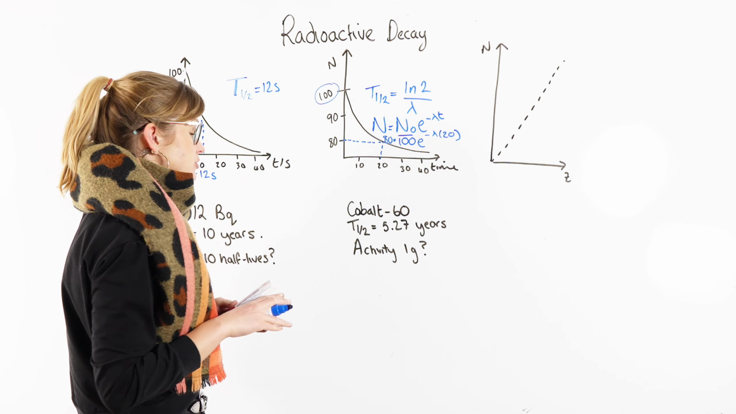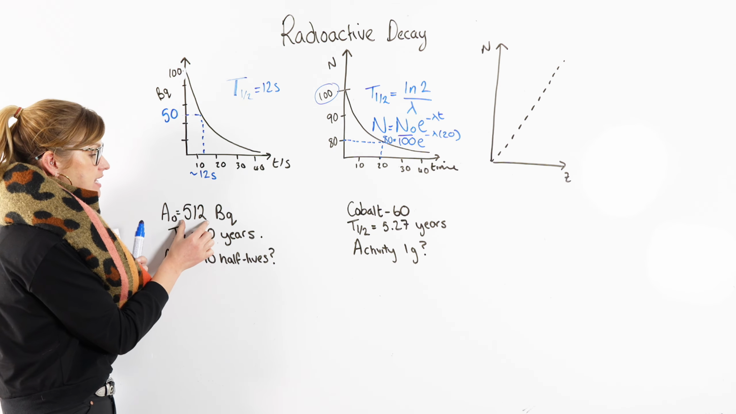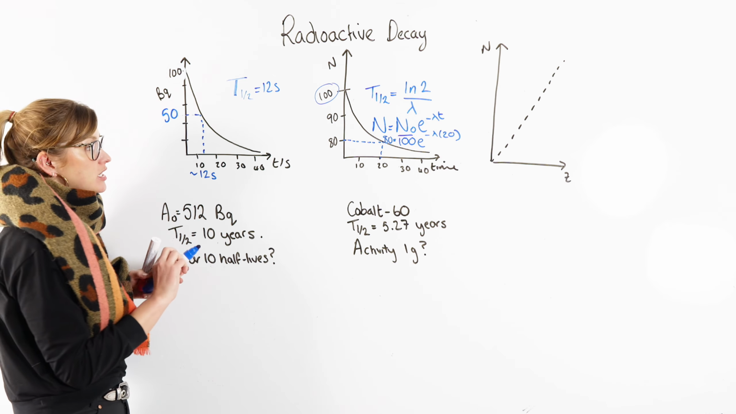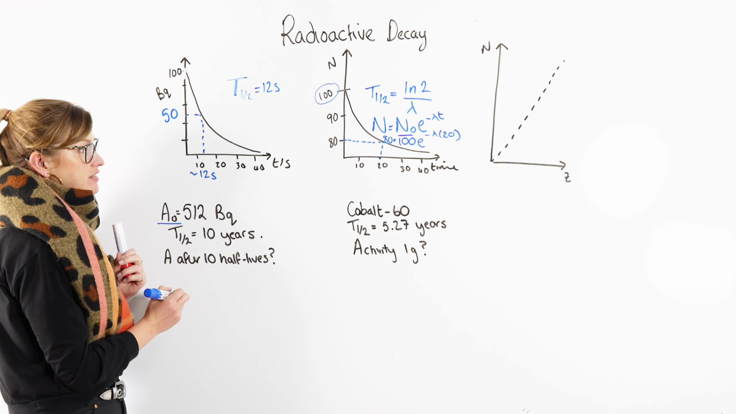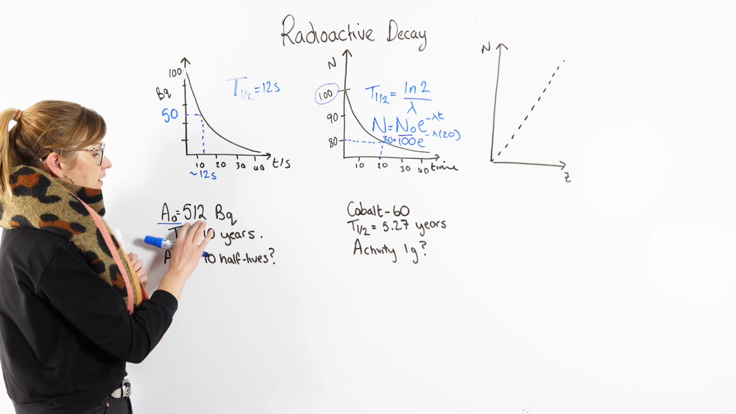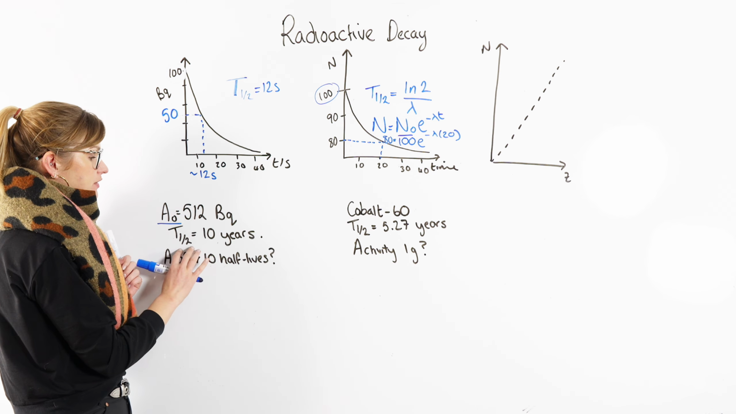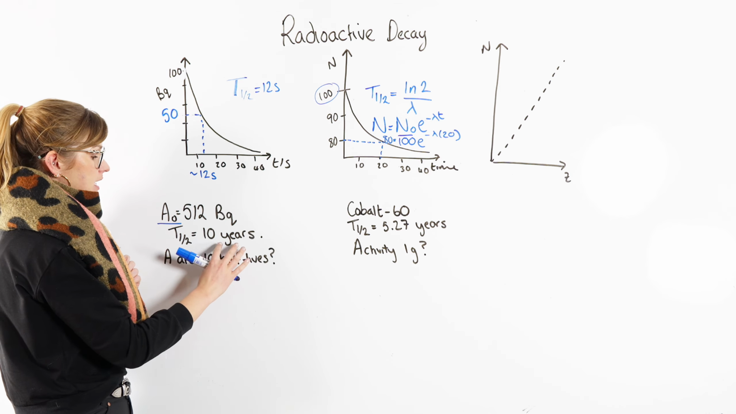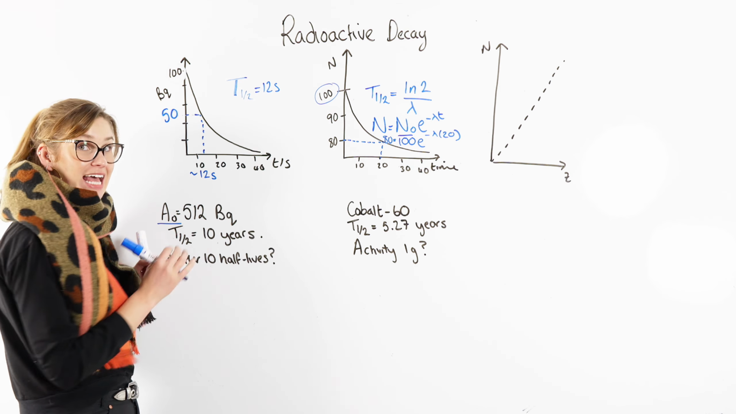Okay, so other things you might get asked to do is, let's say we know the initial activity. So again, there's that A naught. A naught stands for our initial activity, like N naught stands for the initial number of nuclei. Let's say we've got 512 becquerels. We know the half-life is 10 years. What is the activity after 10 half-lives?